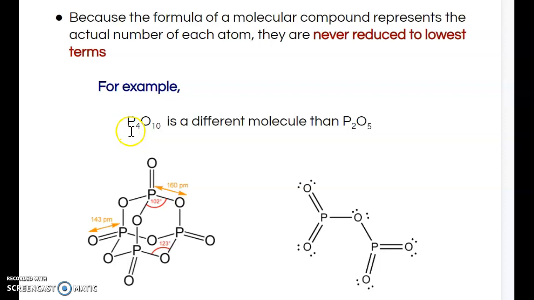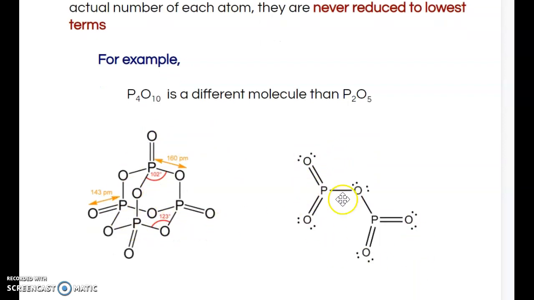So if we look at P4O10, 4 phosphorus and 10 oxygen, it's a lot different than P2O5. And you can tell that by its structure. Its structure will give it a different purpose.